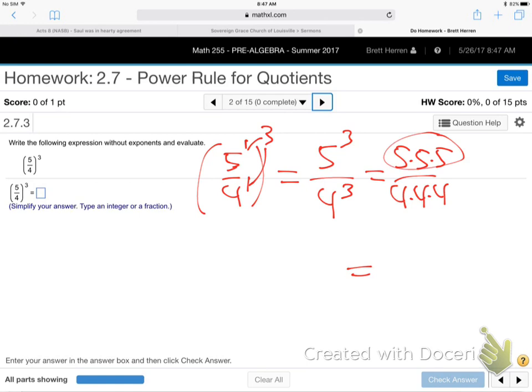All right, 5 times 5 times 5, 125. 4 times 4 times 4 is 64. Good. Use a calculator for those things. Some of your calculators will do the whole thing straight. You can type it in with the parentheses and the powers and the whole thing and just hit the button.